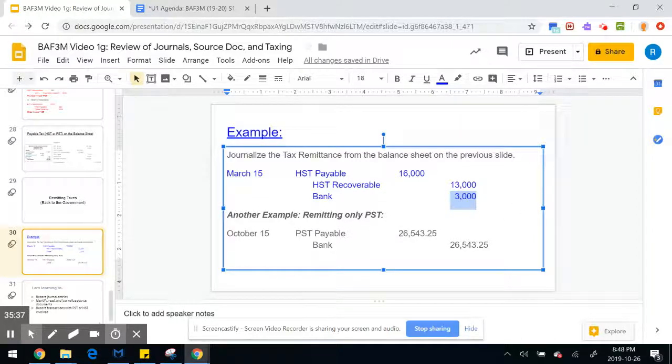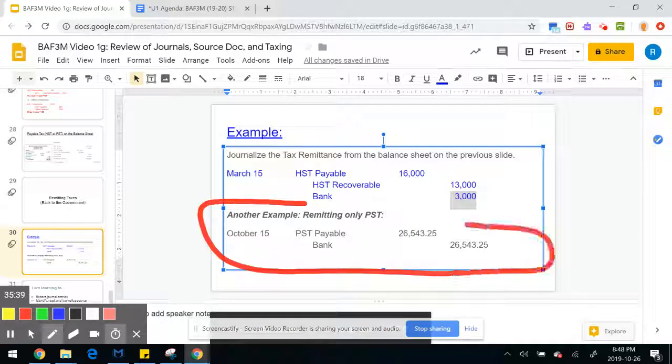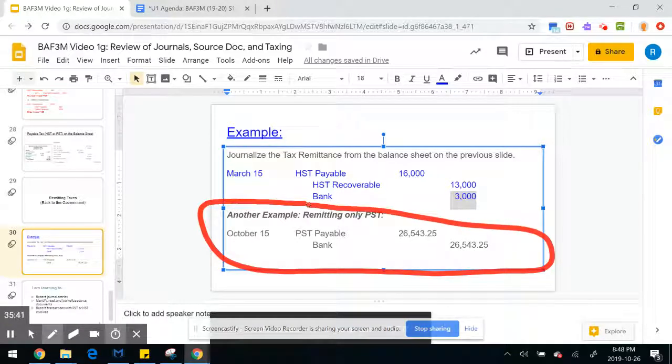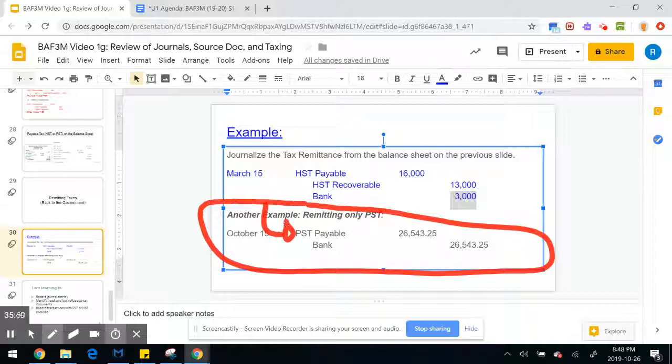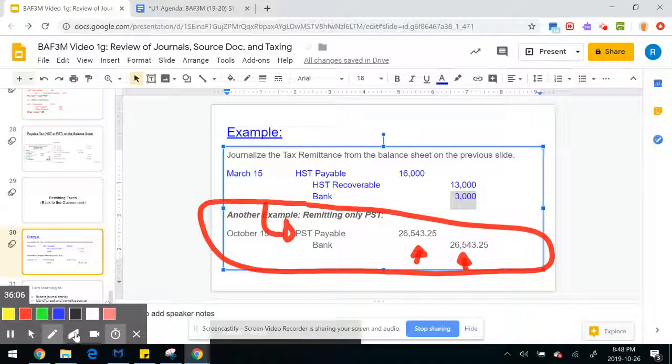I'll just give you another example down here. If it were PST, let's say there were no HST and you had to remit your PST payable that you've been collecting throughout the month. This is even easier because since there is no PST recoverable, all we would do is pay back the government. If we had 26,543 in PST payable, obviously our bank account would go down by that number and our PST payable would disappear because we're paying back the debt we owe, so we would debit that, right? Just like up here, we're debiting HST payable in the case of remitting it back to the government.